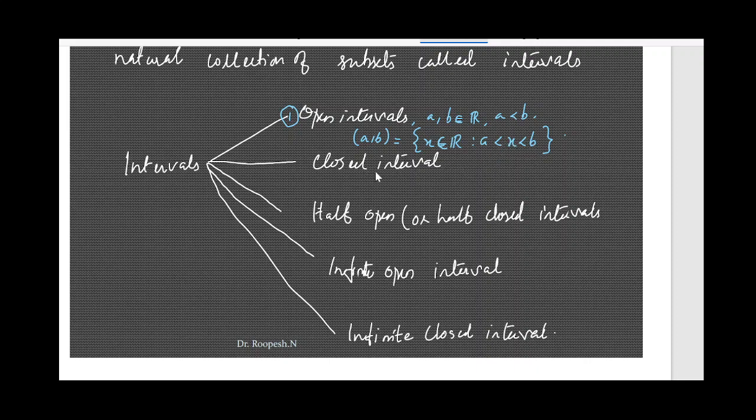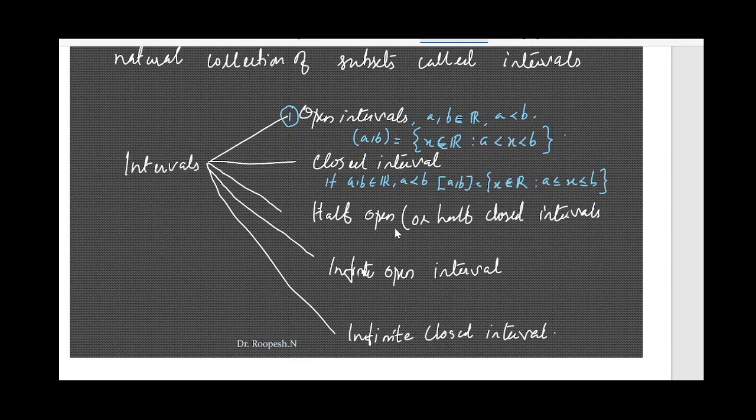Next, the closed interval. Closed interval means, if again A, B belong to R and A less than B, then the closed interval determined by A and B, we denote it as [A, B], is nothing but the set of x belonging to R such that A less than or equal to x less than or equal to B. The difference is we have included the endpoints, right? We have included the endpoints.